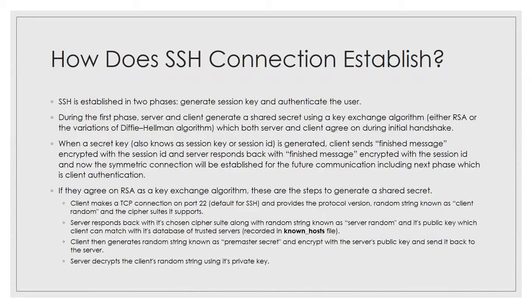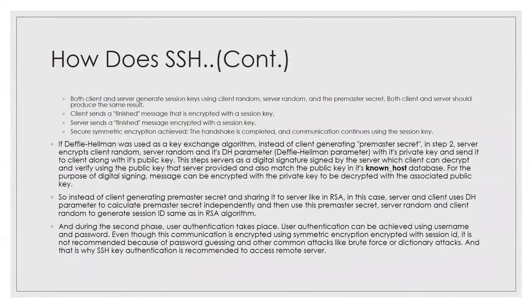So the server decrypts the pre-master secret using its private key, and both client and server generate session keys using the client random, which was sent by the client, the server random, generated by the server and sent to the client, and the pre-master secret, which was generated by the client and sent back to the server. So both client and server should produce the same result, and the client sends a finished message that is encrypted with the session key, and the server sends a finished message encrypted with the same session key. So secure symmetric encryption is achieved, the handshake is completed, and communication continues using the session key.